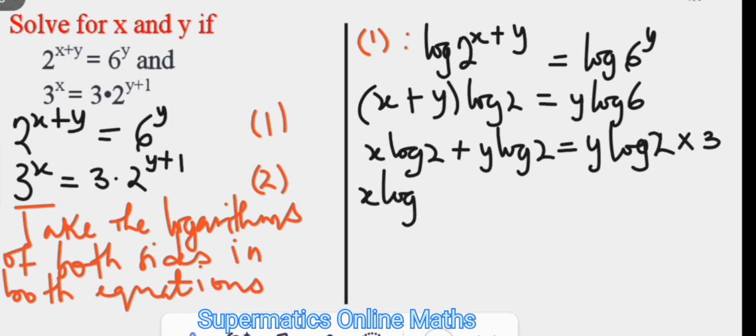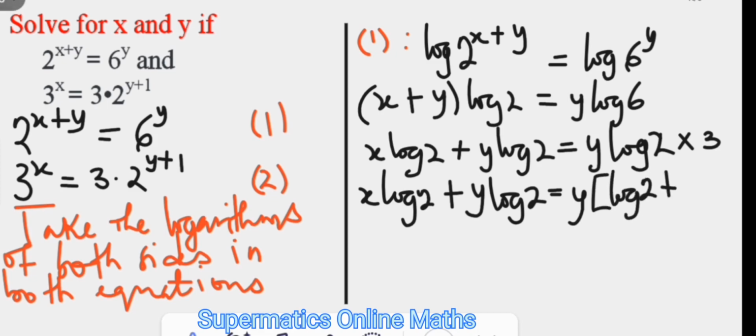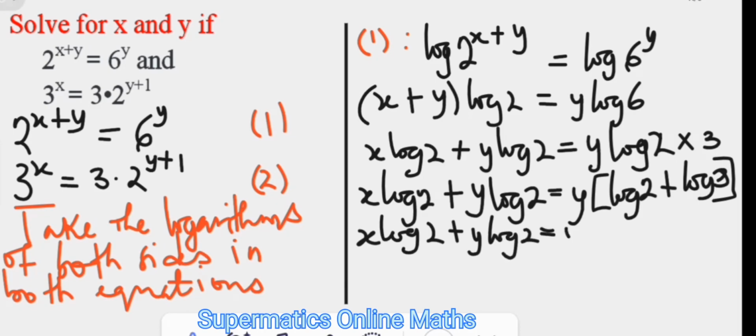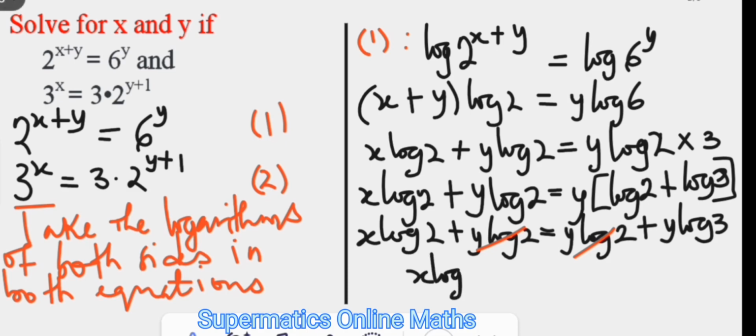We will have x log 2 plus y log 2, and on the right we have y multiplying log 2 plus log 3 using the addition law of logarithms. And this, when we open the bracket on the right hand side, we'll be left with x log 2 plus y log 2 equals y log 2 plus y log 3. Here, we cancel out y log 2 when we subtract it from both sides, and we will be left with x log 2 equals y log 3.